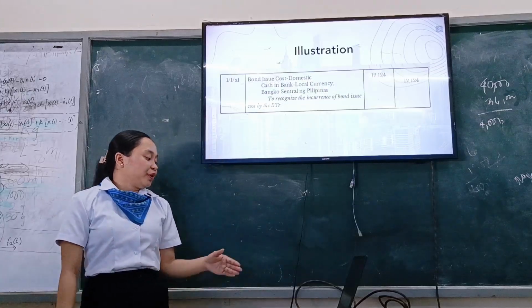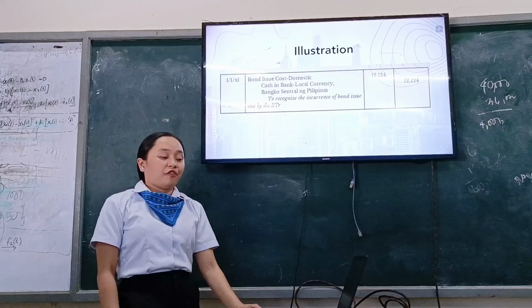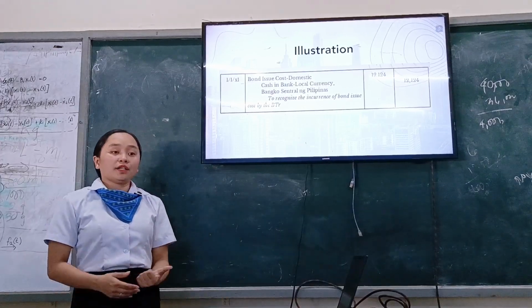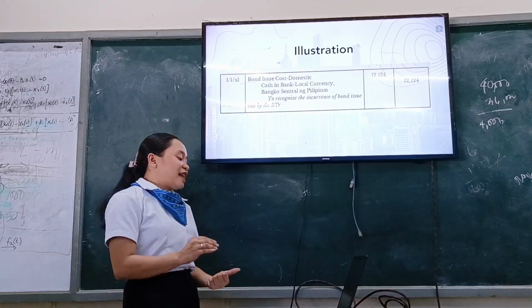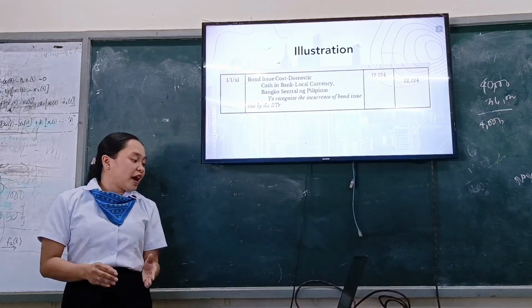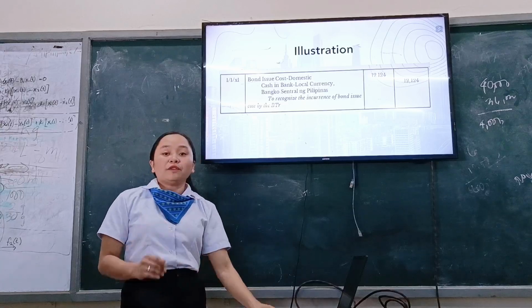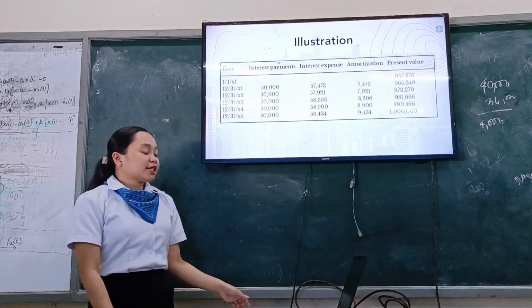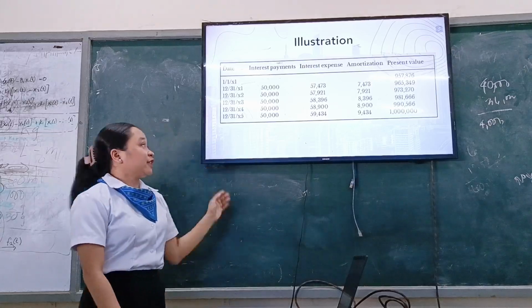And then to recognize the incurrence of bond issue cost by the BTR, I debit bond issue cost 12,124 and then credit cash in bank 12,124. So next we have here the illustration of the amortization table.